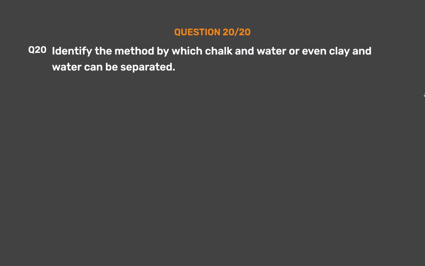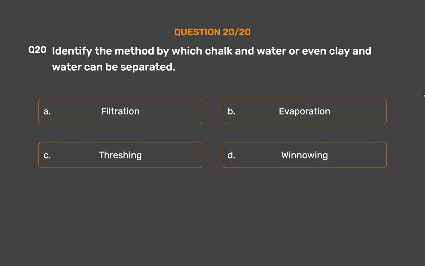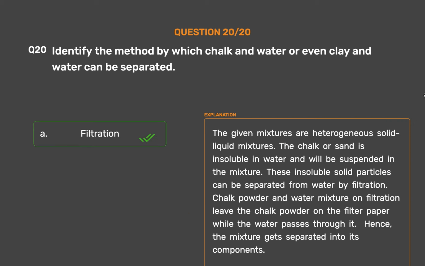Question number 20. Identify the method by which chalk and water or even clay and water can be separated. Option A. Filtration. Option B. Evaporation. Option C. Threshing. Option D. Winnowing. The correct answer is Option A. Filtration. The given mixtures are heterogeneous solid-liquid mixtures. The chalk or sand is insoluble in water and will be suspended in the mixture. These insoluble solid particles can be separated from water by filtration. Chalk powder and water mixture on filtration leave the chalk powder on the filter paper while the water passes through it. Hence, the mixture gets separated into its components.